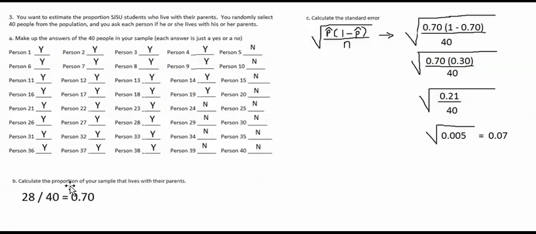To calculate the proportion of the sample that lives with their parents, you need to count the number of people who said yes, and then divide that by the sample size. I have 28 yeses, so I divided 28 by my sample size of 40, and I got my sample proportion of 0.70. So 70% of my sample says that they live with their parents. The next part says to calculate the standard error.